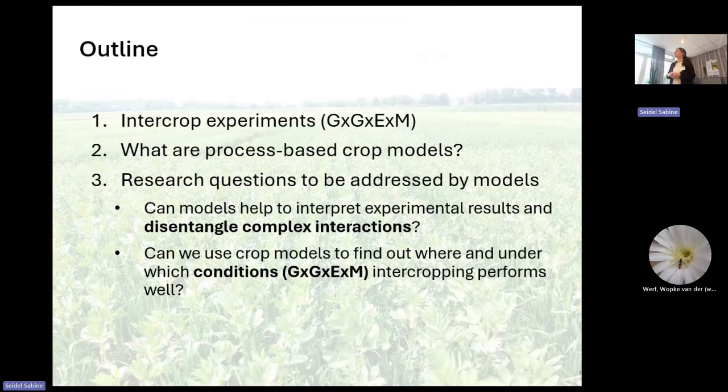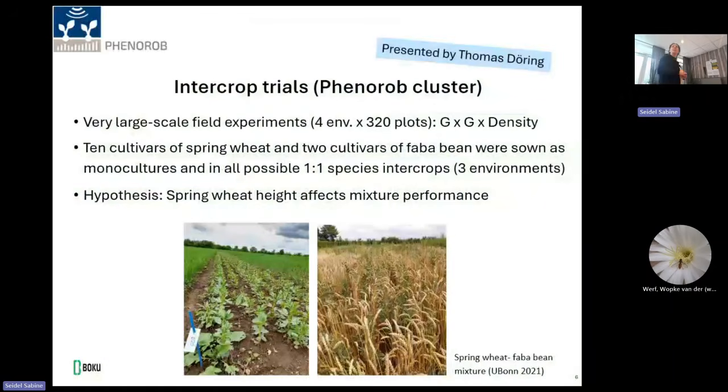Okay, so we had a very large field experiment where we tested 4 environments. It means 2 sites. One was the conventional one, and another one was organically managed, in 2 years, which are the 4 environments. And then we had 320 plots per environment. We tested 2 crops, spring wheat and faba bean. For the spring wheat, we had 10 cultivars, and we had 2 faba bean cultivars. And then we tested also 2 sowing densities, and we grew them as intercropping and the sole crops, of course.